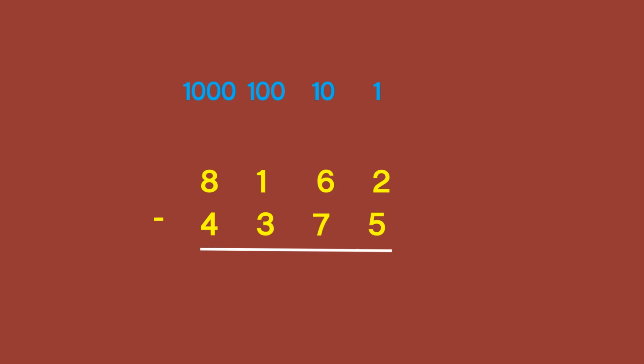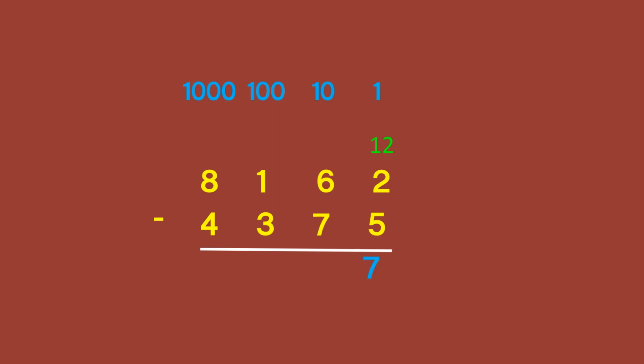Right. We'll start with ones place digits. 2 minus 5. Can you subtract 5 from 2? No, isn't that so? Therefore, once again, we'll have to ask for a loan from tens place. Therefore, tens place gives 1 to ones place. 1 from tens place becomes 10 in ones place. So, 10 plus 2 is 12. 12 minus 5 is 7.